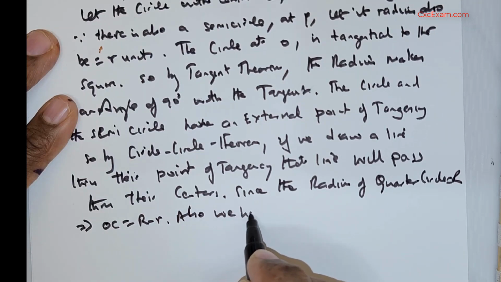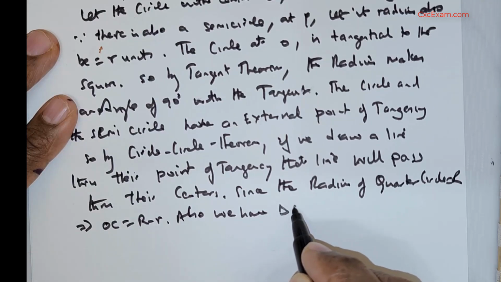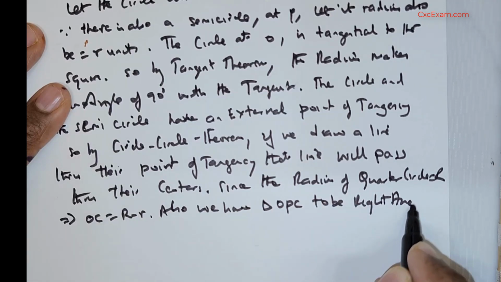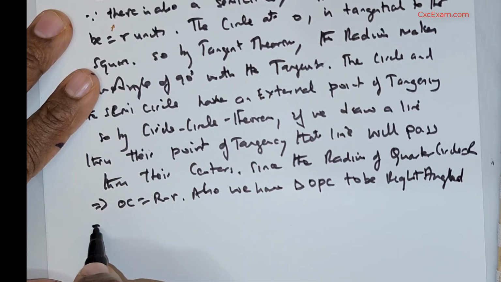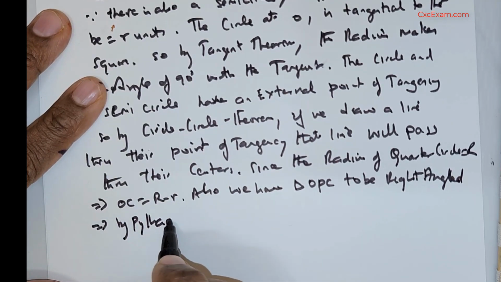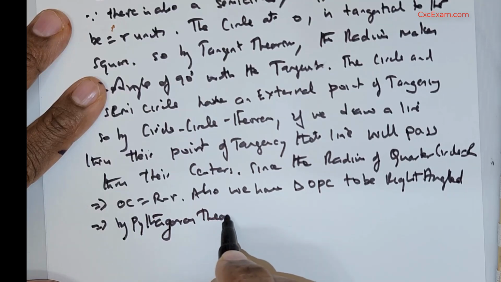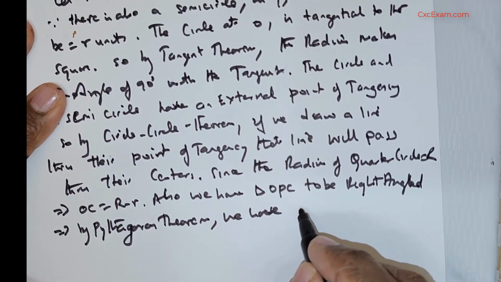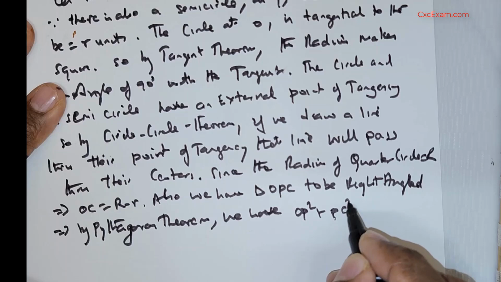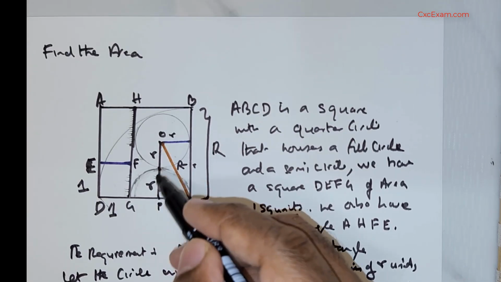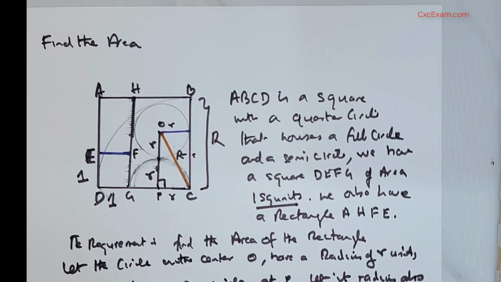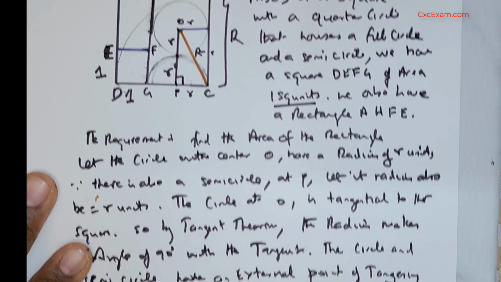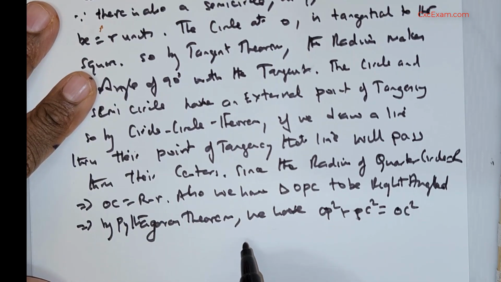Also we have triangle OPC to be right angled. Right. So this means by Pythagoras theorem, we have, what do we have? OP squared plus PC squared is equal to OC squared. So what is OP? OP squared is what? This distance is r, this distance is r. So that is 2 times r, isn't it?